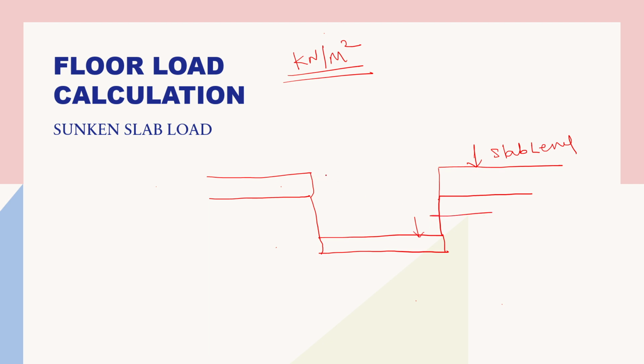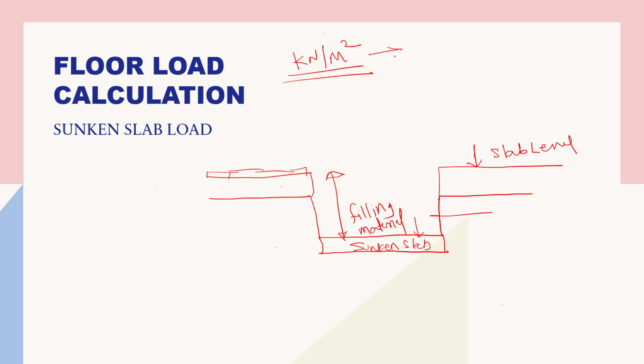Then what we do is fill this area with some filling material. We need to calculate how much extra load is going to come on this sunken slab. Here we are going to construct the floor and all those things, but you have to fill this, so you need to know the load that is coming. Generally cinder is the material which is used. I'll talk about this later.